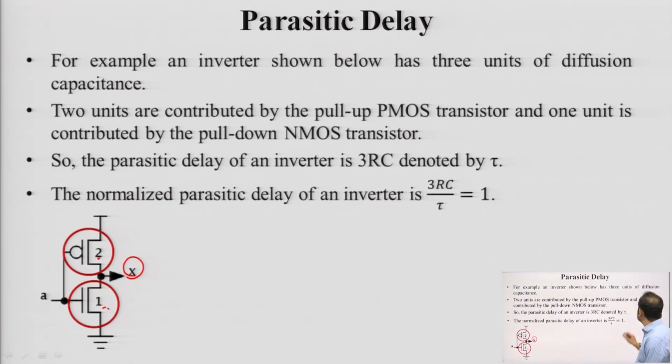Generally, we denote this 3RC by tau, and we normalize this parasitic delay. As I have said, the inverter acts as a reference for complex logic circuits. So, this normalized parasitic delay of an inverter is generally taken as 1, because we divide 3RC by 3RC, and we get unity parasitic delay.